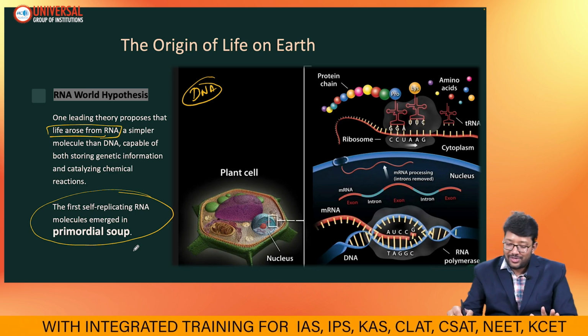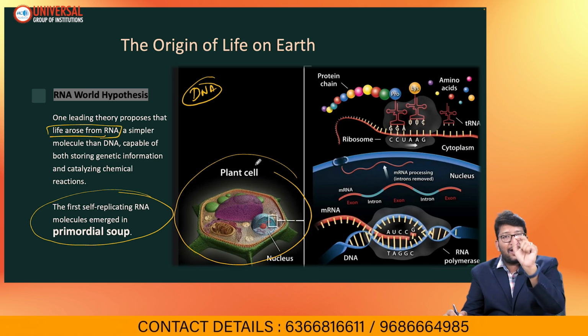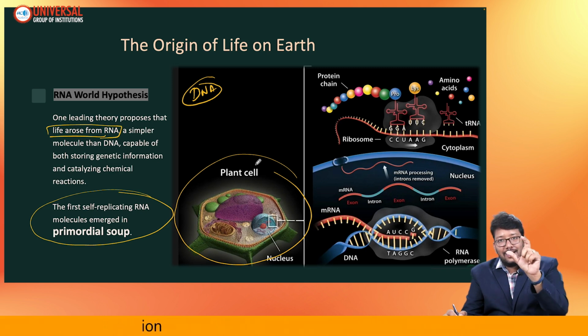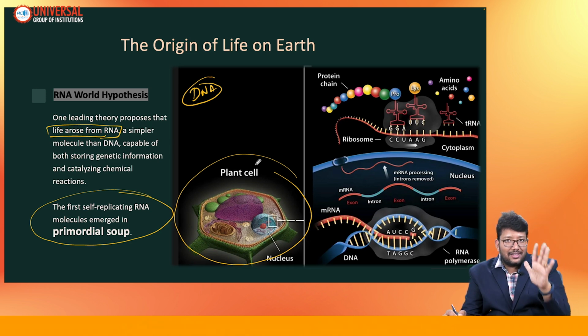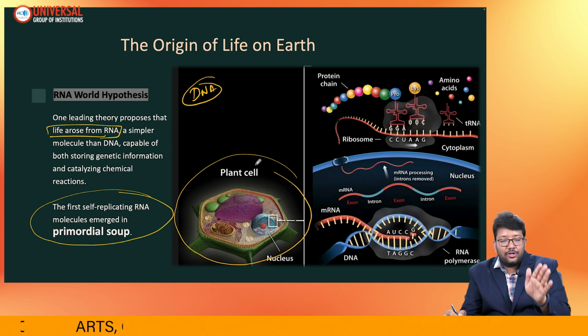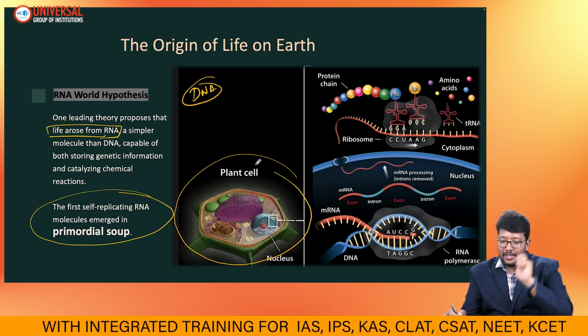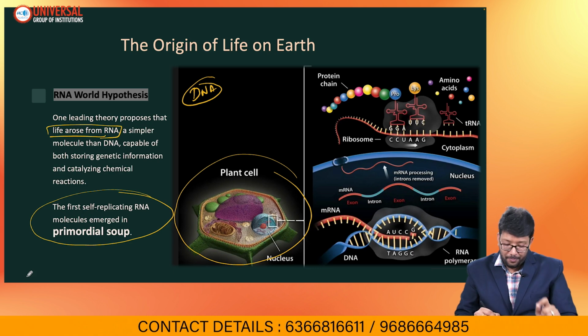No, it's like a soup, as you can see in the diagram itself, like a plant cell, or we can say right now in a plant cell we have a single cell also. From that particular soup, RNA was there, and then RNA doubled itself into two parts, then 2, 4, 6, 8 like that. So let me tell you what exactly is primordial soup.